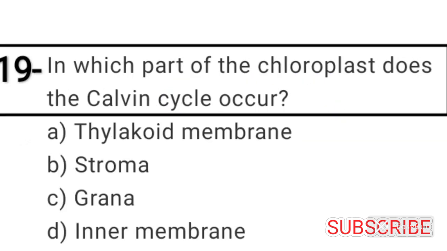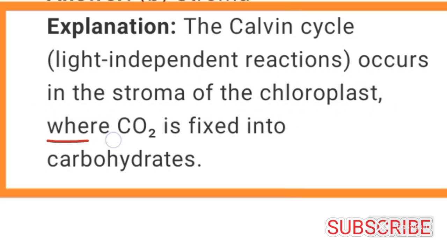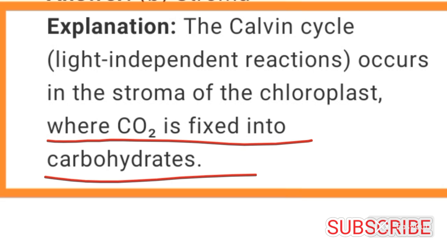Now come to question number 19. In which part of the chloroplast does the Calvin cycle occur? Answer is option B, stroma. The Calvin cycle light-independent reactions occur in the stroma of the chloroplast, where CO2 is fixed into carbohydrates.